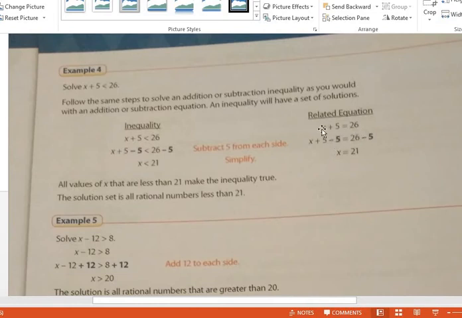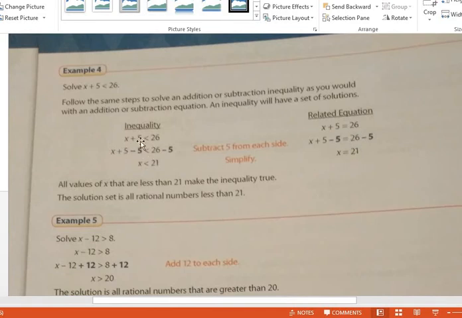How can I get the value of x alone? I have to remove positive 5. How can I remove positive 5? The opposite of positive 5 is negative 5. So I'll add negative 5 on both sides: x plus 5 minus 5, and 26 minus 5. When I add negative 5 here, I have to add the same negative 5 on the other side. So x is alone and equals 26 minus 5, which is 21.